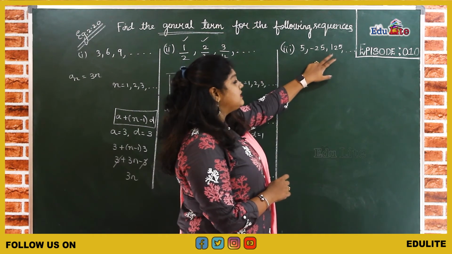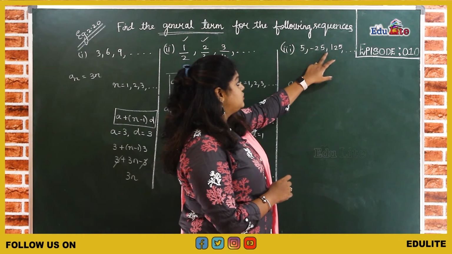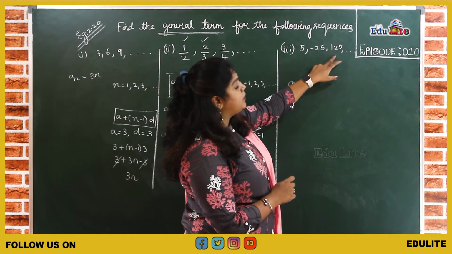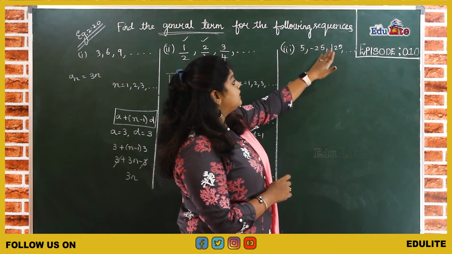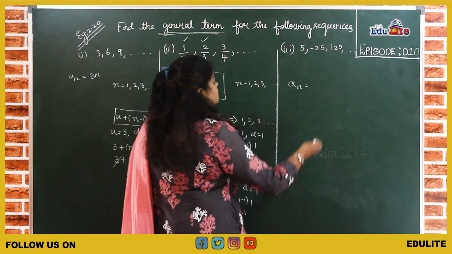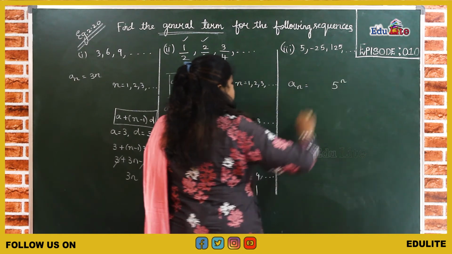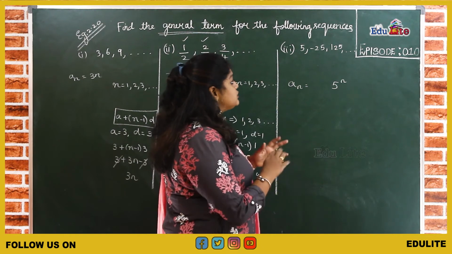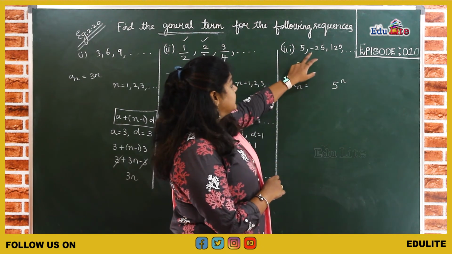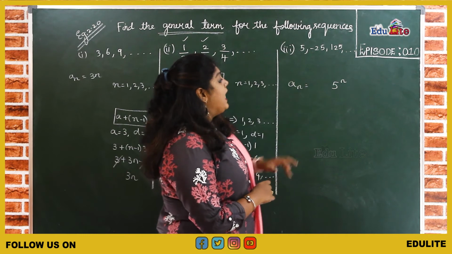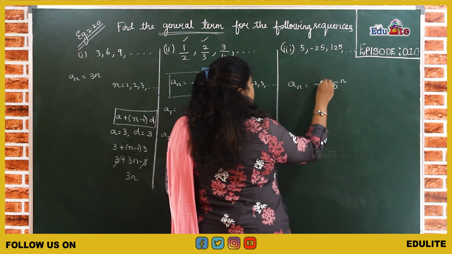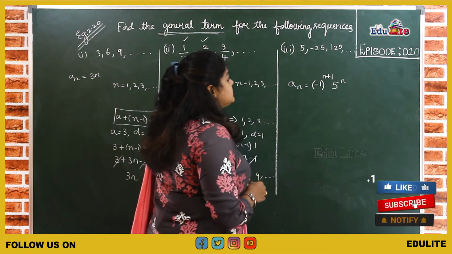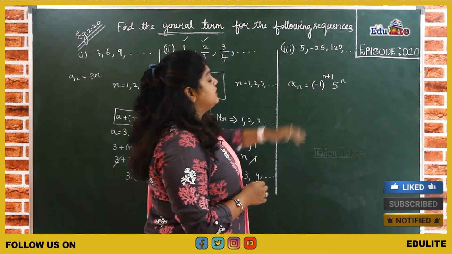Next, the third term: is the same applicable? We have to check. We used 5 square. If I take 5 cube, it is 125. Therefore it is in terms of powers of 5, so we can write it as 5 power n. Is only 5 power n enough for the above sequence? No, it is not. Why it is not is, we have minus in the alternate terms. So minus 1 power n plus 1. So this is the an general term for the above sequence.